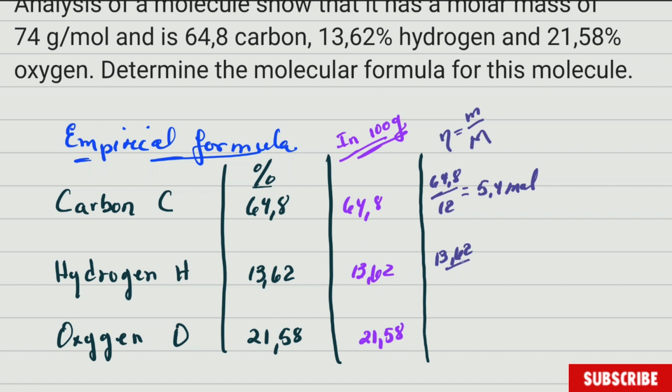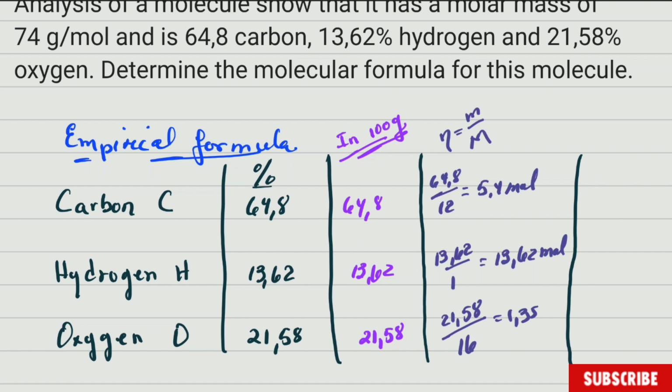If you go to hydrogen, same, you have 13,62 divided by the molar mass of hydrogen, which is 1, and then the answer is 13,62 mole. If you go to oxygen, you have 21,58 divided by the molar mass of oxygen, which is 16, and the answer for oxygen is 1,35. And then at the end you are going to calculate the simplest ratio.